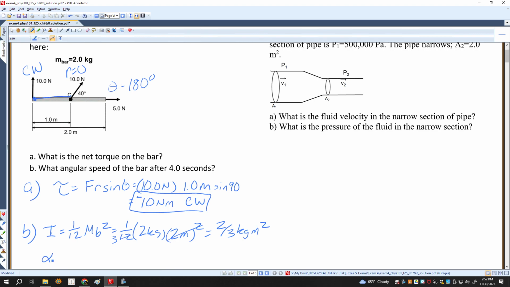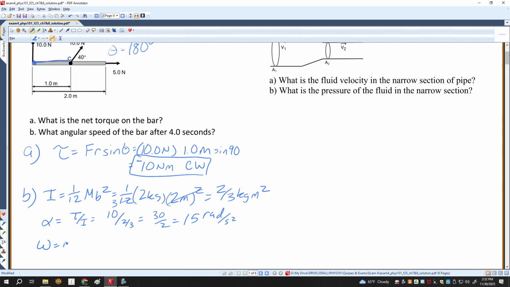And then I find the angular acceleration, which is torque over moment of inertia. The net torque was 10 divided by 2/3, that's 30 over 2, which is equal to 15 radians per second squared. And then finally, I want to know the speed of the bar. Omega equals omega naught plus alpha t. Omega naught is 0, so it's just alpha, which is 15 radians per second squared, times t, which is 4 seconds, so that's 60 radians per second.